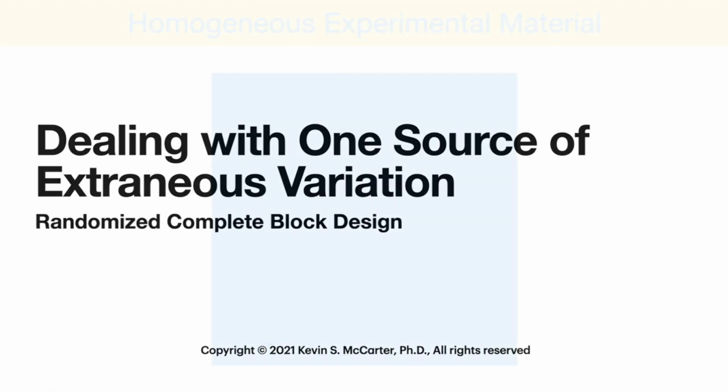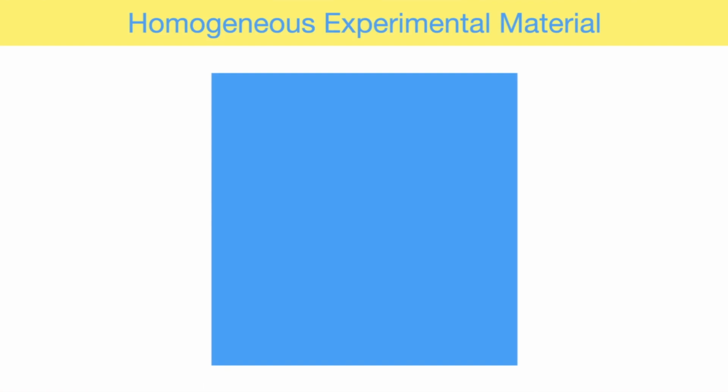We've been looking at the completely randomized design, which is applicable when we have enough experimental material that is homogeneous to accommodate all of the treatments and all of the replications that we want in an experiment. So in this graphic here, this blue square represents the experimental material that is available for the experiment, and because it's all the same color, that is a representation of the homogeneity of that experimental material.